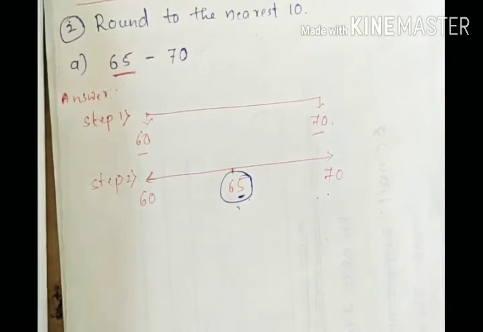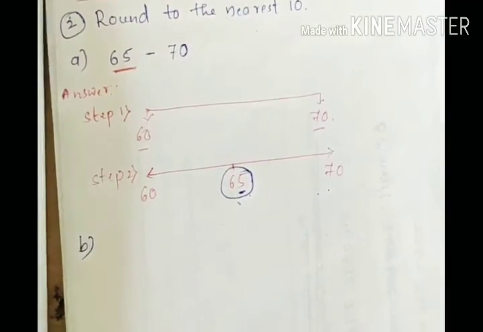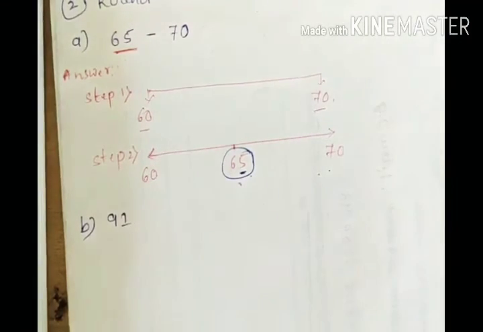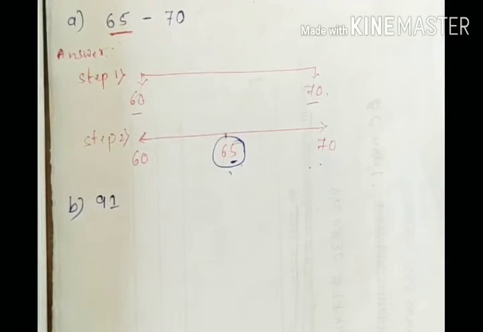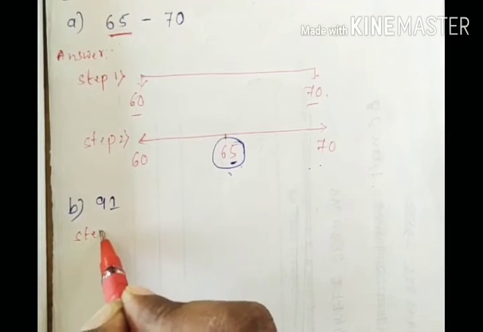And next one, I will explain the next one. B is the given 91. So how to find the nearest 10 of this 91? Same steps. Step 1.